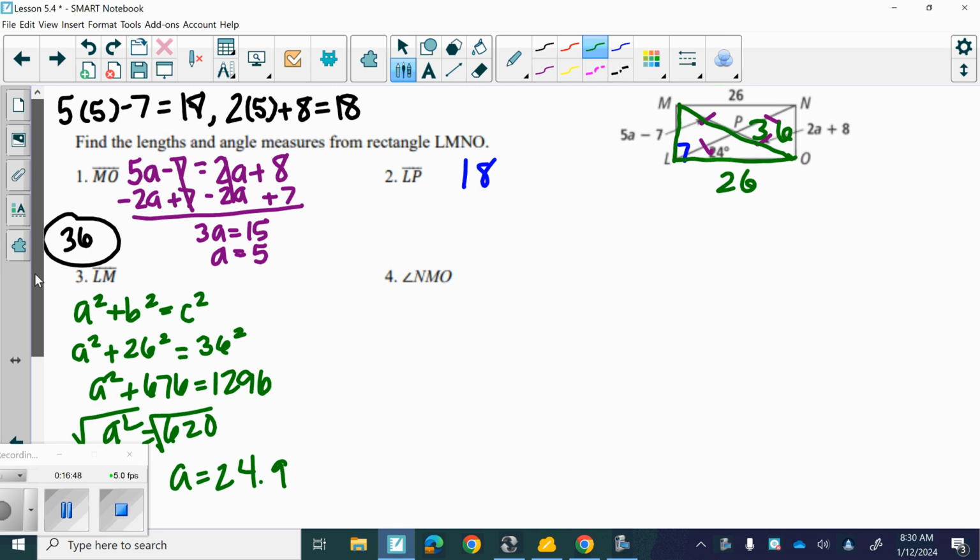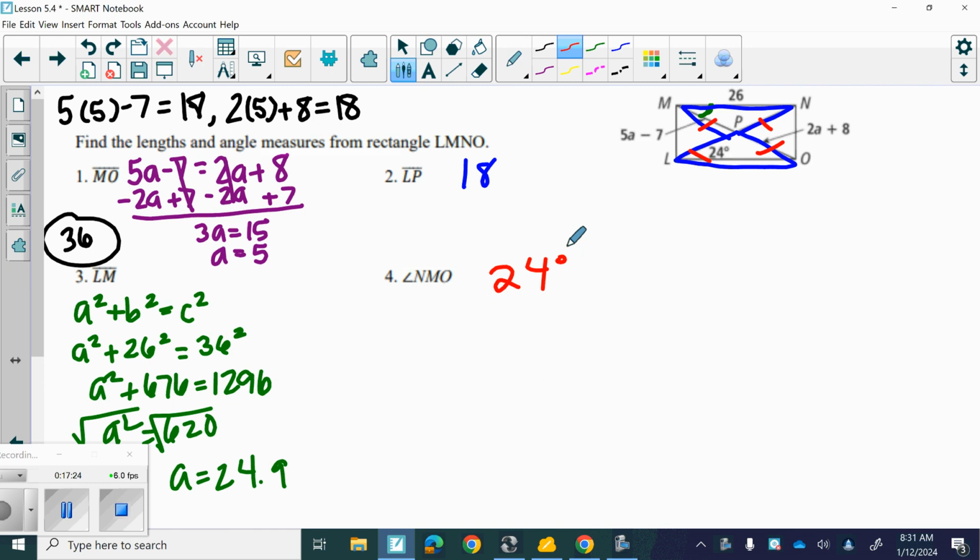Okay, let me erase this. I want angle NMO, which is right here. Aren't those two triangles exactly the same? They're both isosceles because those are the same, the diagonals. And with an isosceles triangle, the angles at the bottom are the same. So if this is 24, then that has to be 24. Is O also 24? Yes, that would also be 24. Your angles at the bottom are the same.